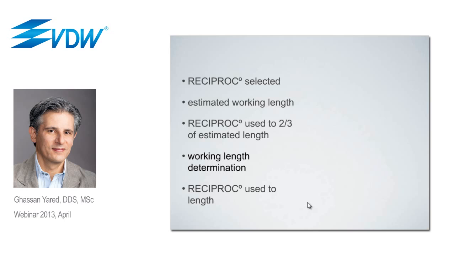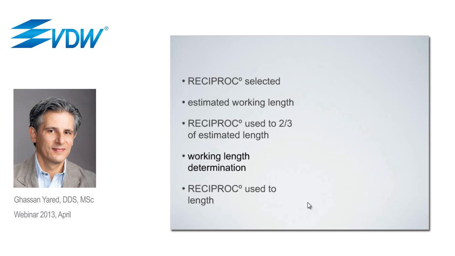Patency means I would take a number 8 file, put it in the canal to the length that was reached by the R25 instrument, or length plus 1 millimeter, just to check that the canal beyond the level that was reached by the reciproc instrument is not blocked. We keep doing this until the R25 reaches the estimated working length minus 4 or 5 millimeters.